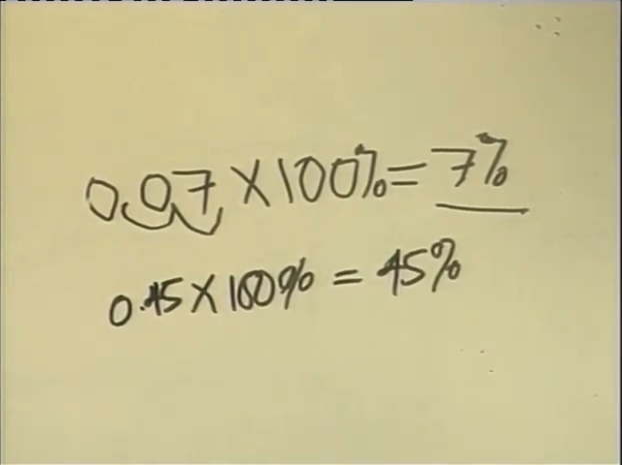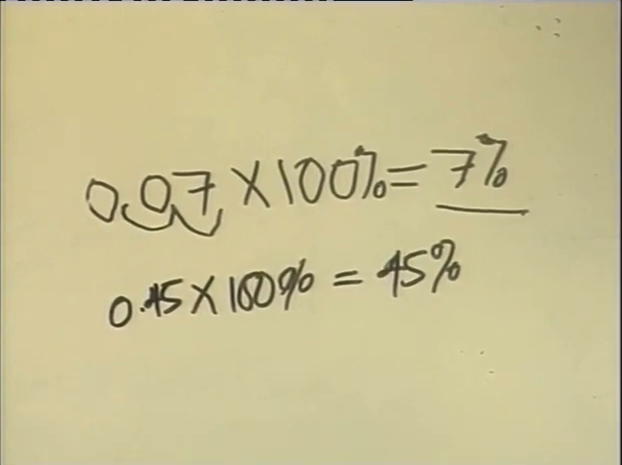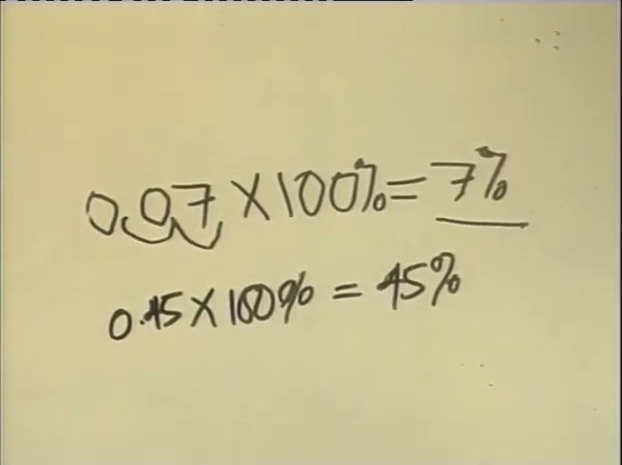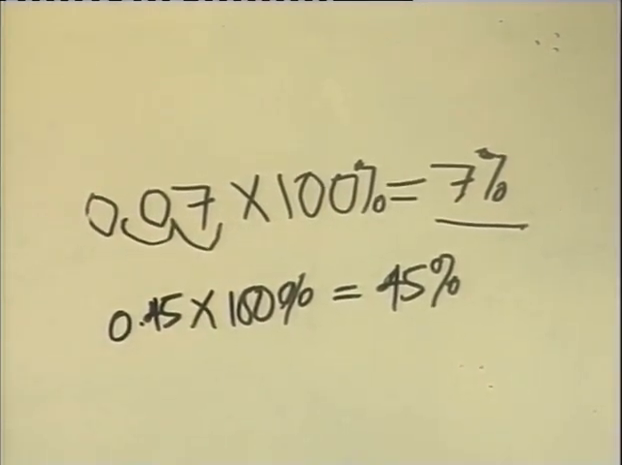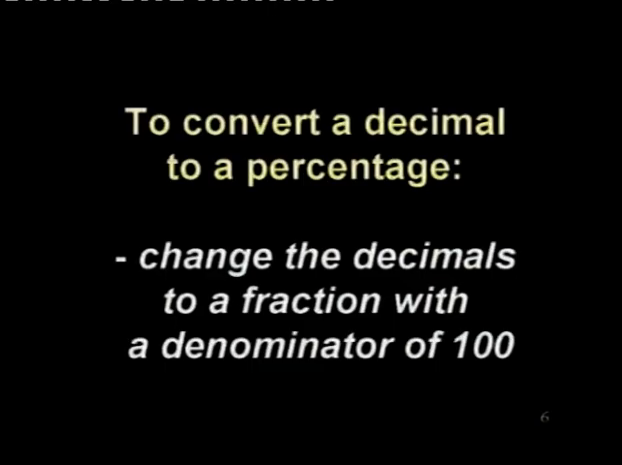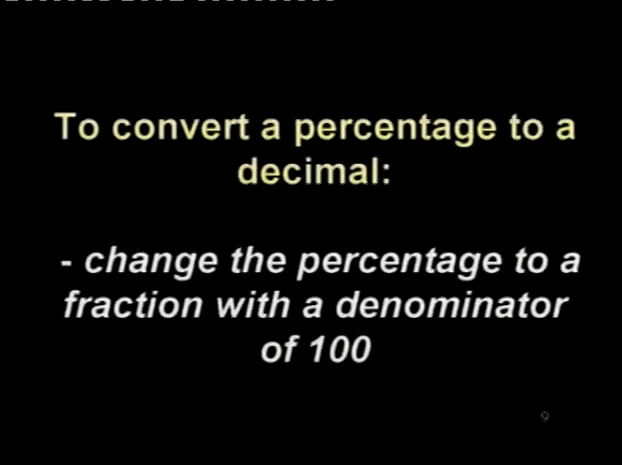Put your hand up if you got the 2 activities correct. Okay, well done. Make sure we always go back to the methods and the rules that we have gone through, which is to convert a decimal to a percentage. We must always change the decimal to a fraction with a denominator of 100. To convert a percentage to a decimal, change the percentage to a fraction with a denominator of 100.